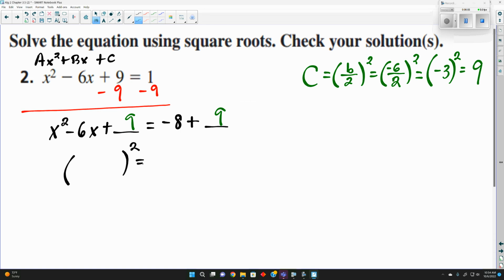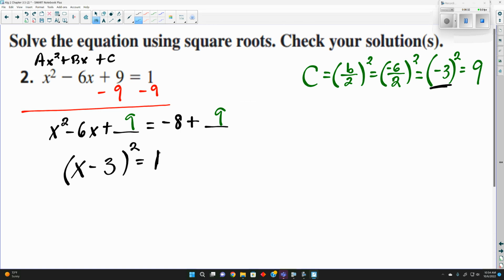And now we need to factor the left side, the x squared minus 6x plus 9. Now we'll have x, and the number that goes with it will be the negative 3, the number inside the parentheses before we square it. And negative 8 plus 9 is 1.